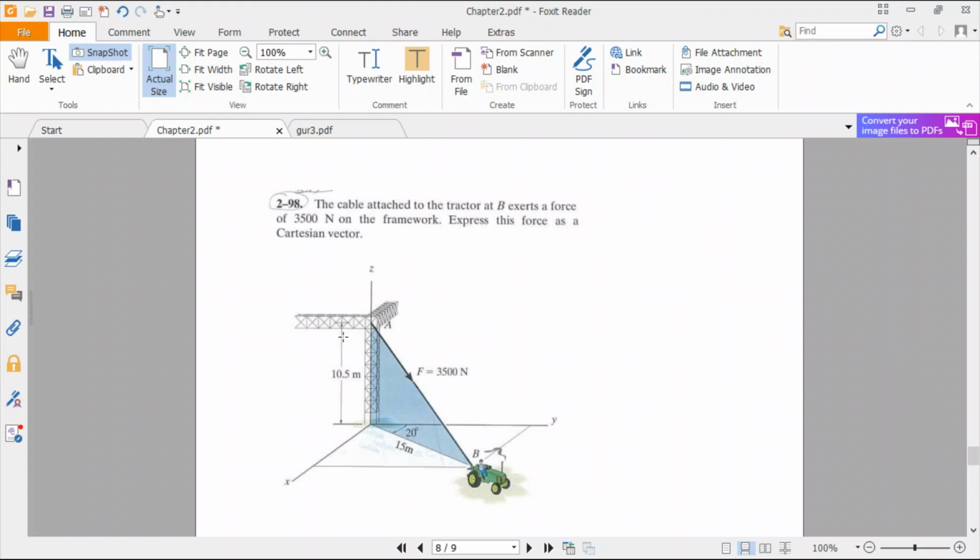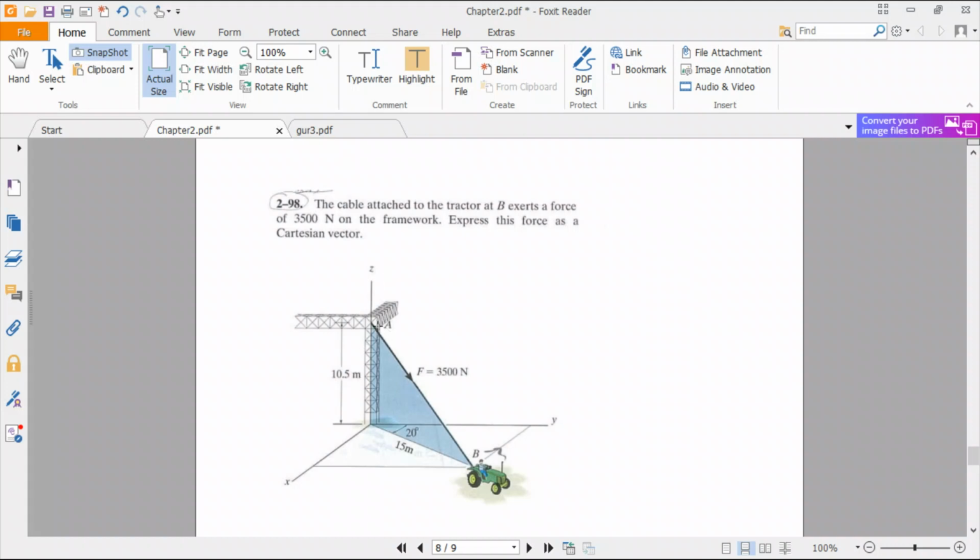Now, the point is this. We have a tractor located at B. Okay. And there exists a cable. This cable is attached to a frame, a truss system at point A, and pulls it. It is fixed at the origin. So the X, Y, and Z coordinates are given to us.